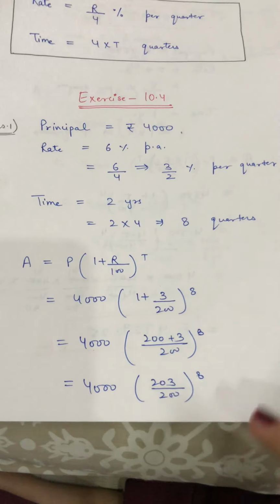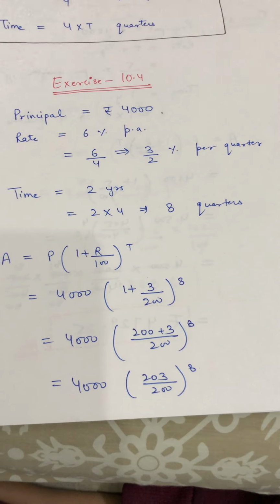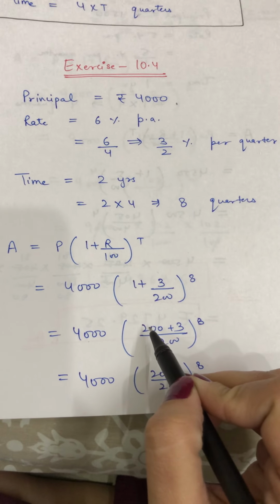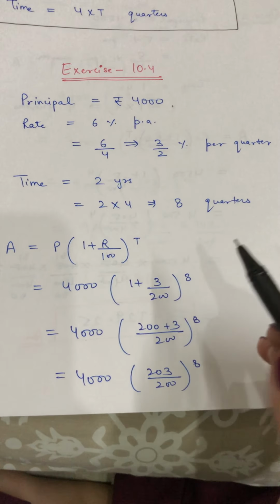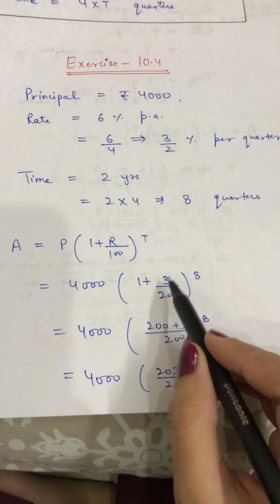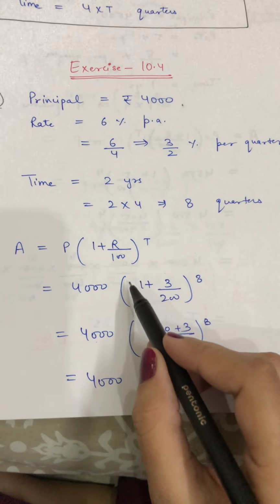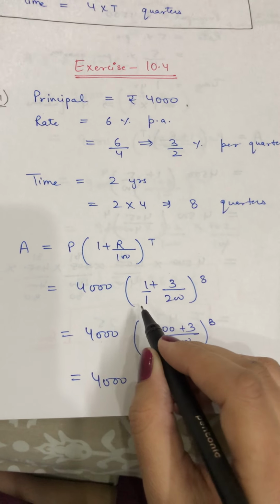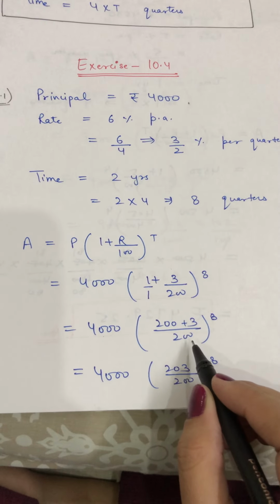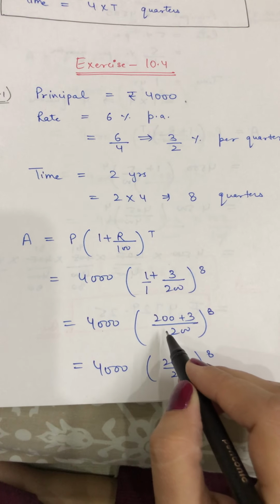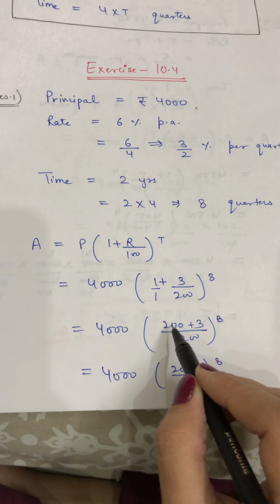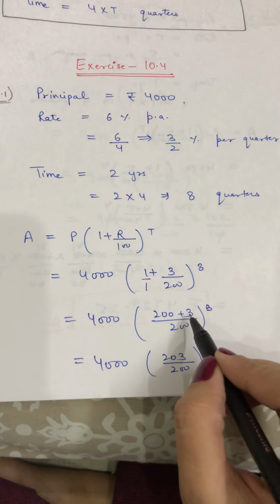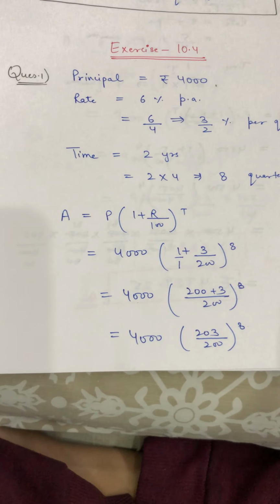After putting the values, you can see that some students are getting confused here. Ma'am, this is 1. How does this 1 become 200, or 1 become 100 in the other questions? This is 200, this is a fraction, this is a single term. So this 1 means 1 upon 1. So you have to take LCM here. LCM of 1 and 200 is 200. 200 divided by 1 is 200. 200 multiplied by 1 is 200. 200 divided by 200 is 1. 1 multiplied by 3 is 3. In this way, you take the LCM.